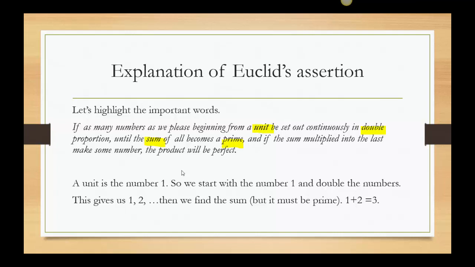Now it says if the sum, so that's 3, multiplied into the last, which was 2, this is our perfect number, right? So he says until the sum of all becomes prime, did it. If the sum multiplied into the last, 3 times 2, did it. Now we have a perfect number. And 3 times 2, if you remember, I said 6 was the only single-digit perfect number.